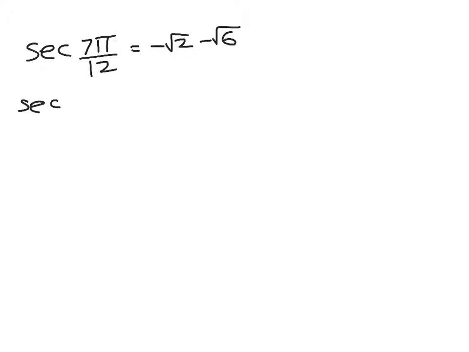Okay, so this question, we want to show that sec 7 pi on 12 is equal to negative root 2 minus root 6. So, what can we say about sec of 7 pi on 12? We've got to break this down. Well, sec is 1 over cosine. So it's 1 over cosine. Now, what can we do with the 7 pi on 12?